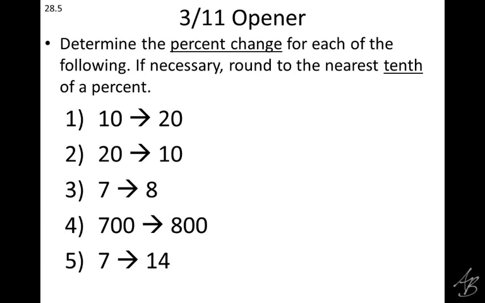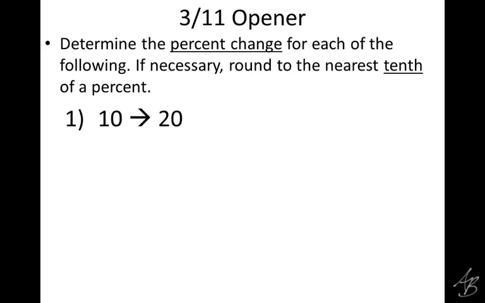For each one of these, we're just looking for the percent change from the first number to the second number. So I'll probably think about these in terms of stocks, like we have been. If a stock is worth $10 at the beginning of, say, the week, and then $20 at the end of the week, that's a pretty big jump for a stock that costs $10. But that's what we'll think about here. How do we figure out the percent change?